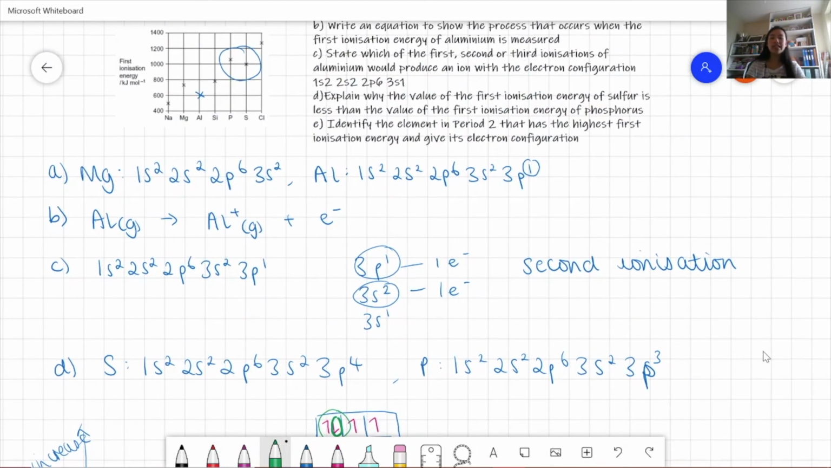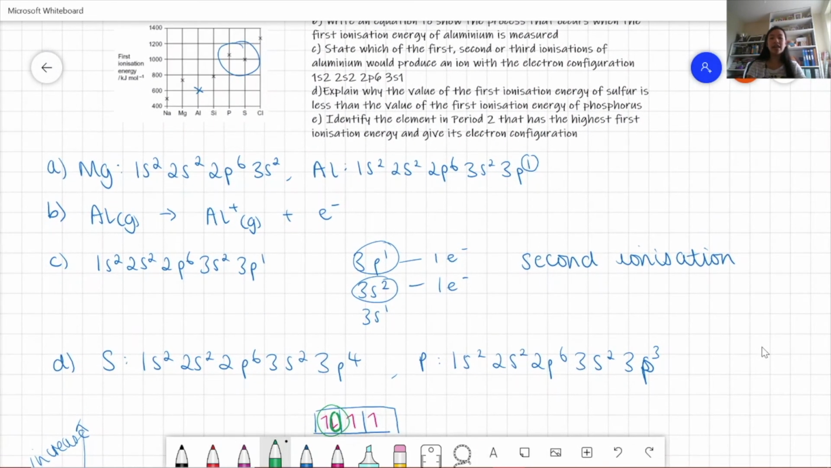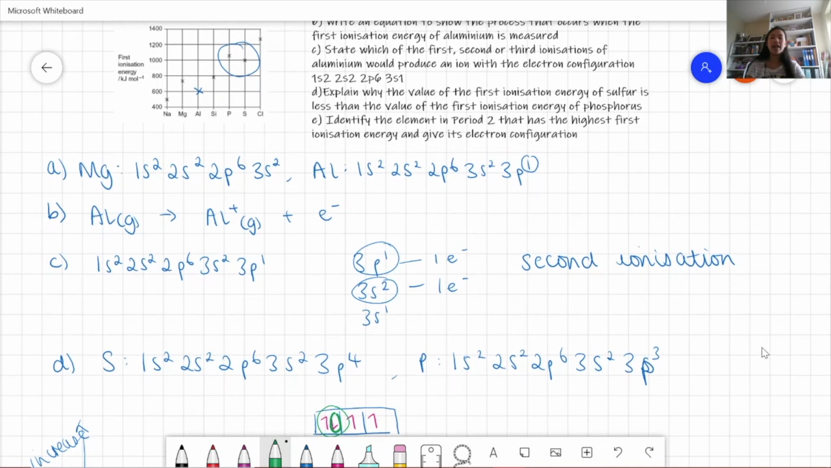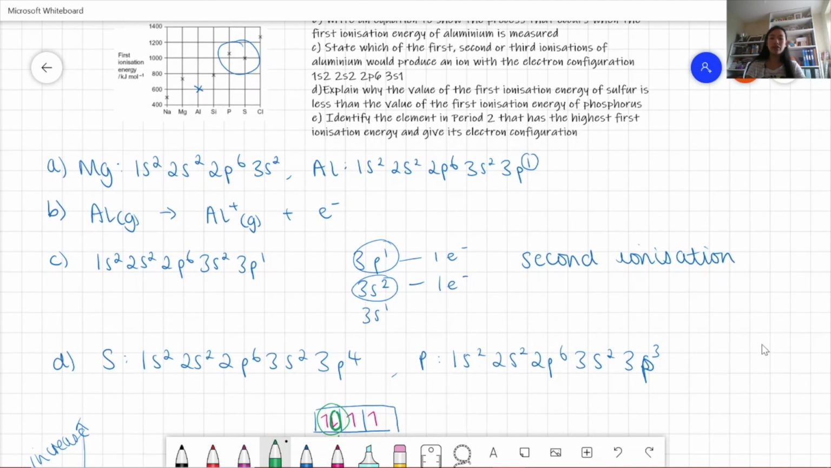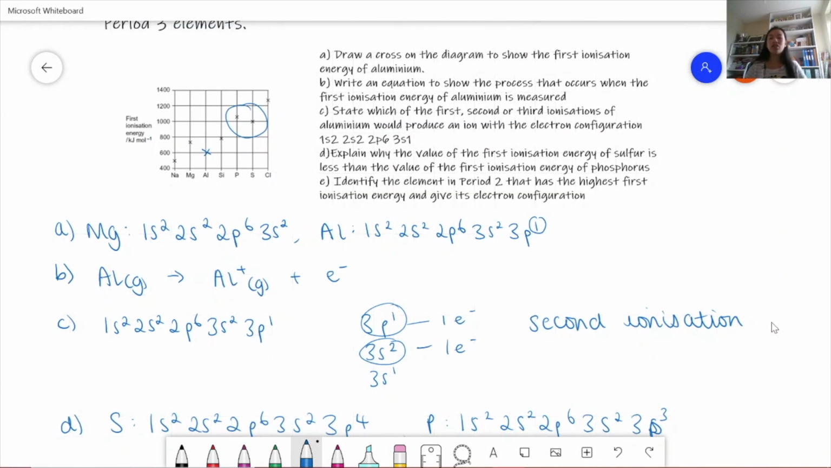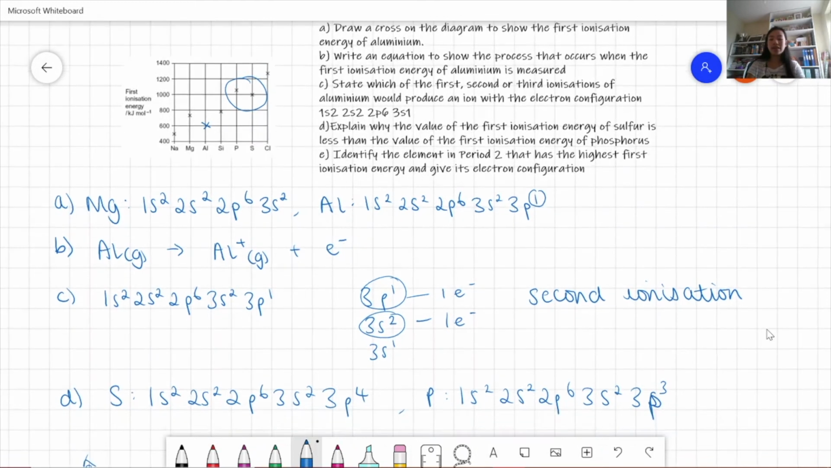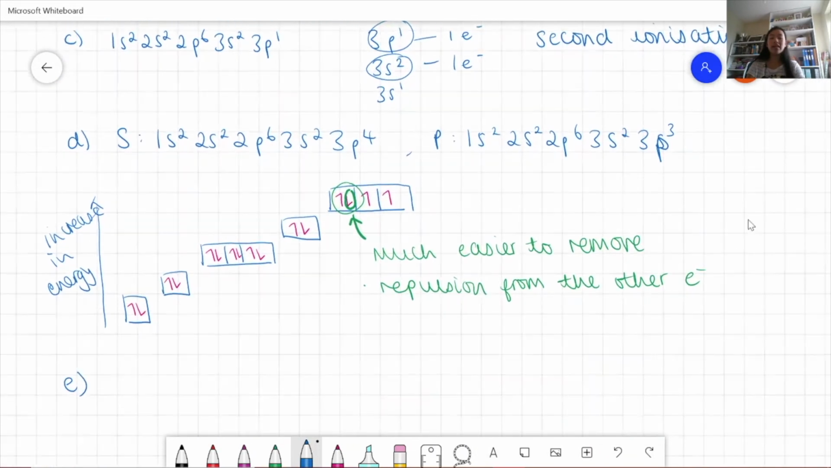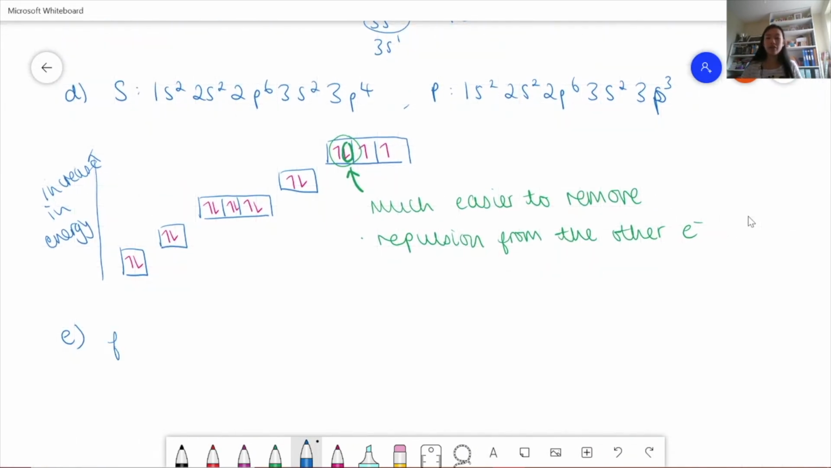And the last question says, identify the element in period 2 that has the highest first ionization energy and give its electron configuration. And so if we think about it, we know this trend of period 3 elements, and we can just apply this for period 2 because the trends repeat every single period. And so because chlorine has the highest first ionization energy for period 3, that means that fluorine must have the highest ionization energy for period 2.